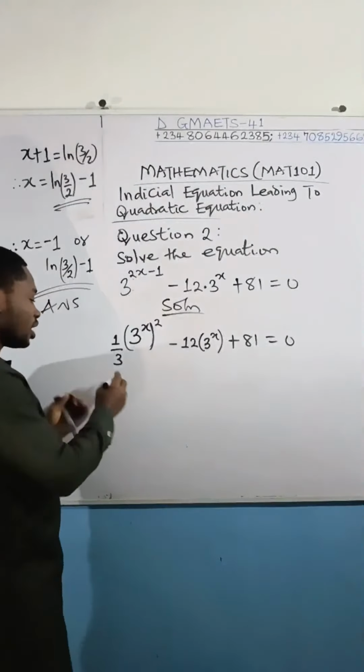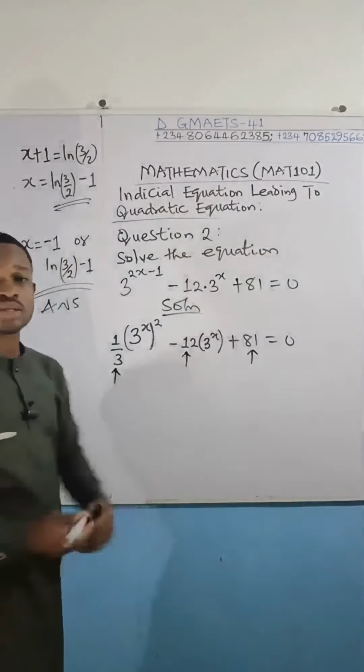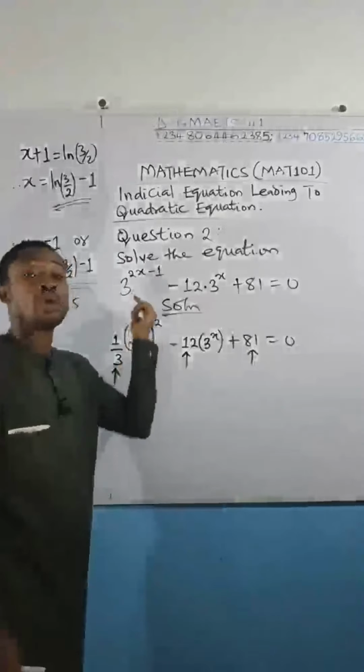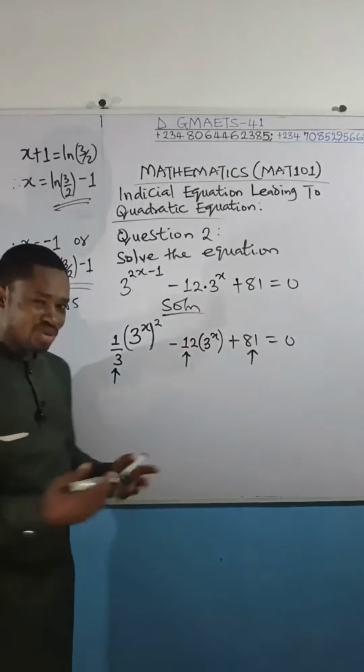Don't have time. So from here, these are the terms of interest to us, the coefficient, and then the constant term. We're going to solve the equation and then obtain the value of 3 raised to the power x. From it, we can now get the value of x. Now, as usual, what do we do?